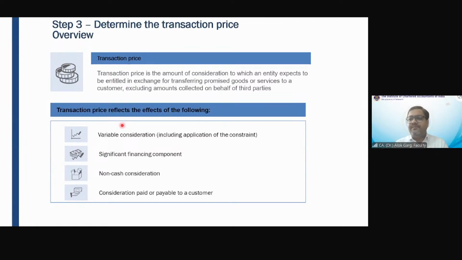I mean to say, if the entity has delivered the performance obligation, why has the entity not collected the money? Students, the answer could be, sir, there is a credit period. There is a credit period, which exists in a lot of businesses.